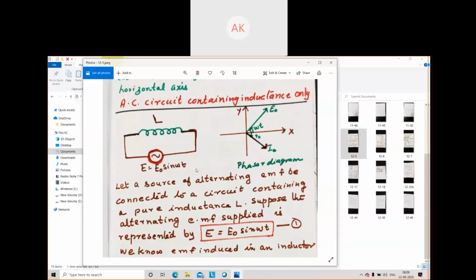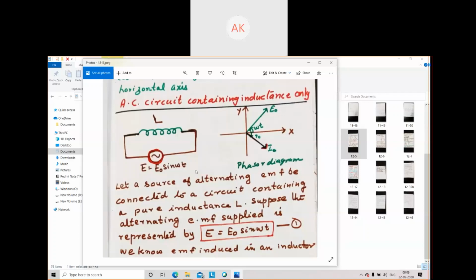What is the formula we got? We applied EMF E equal to E0 sin omega t, and the current passing through the resistor when that EMF is applied across it is found to be I equal to I0 sin omega t. Both voltage and current are in the same phase.